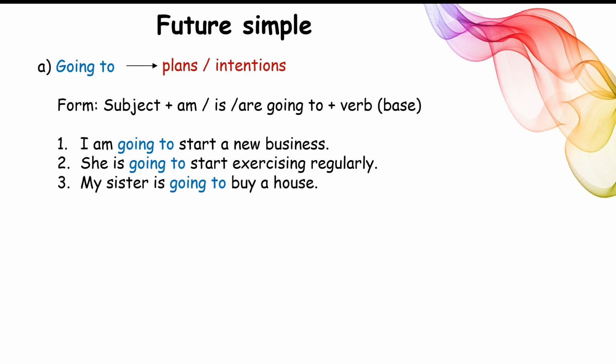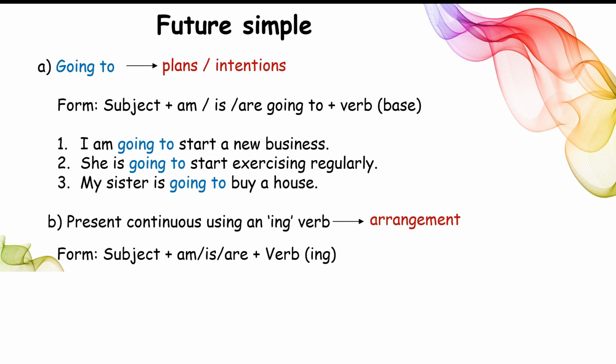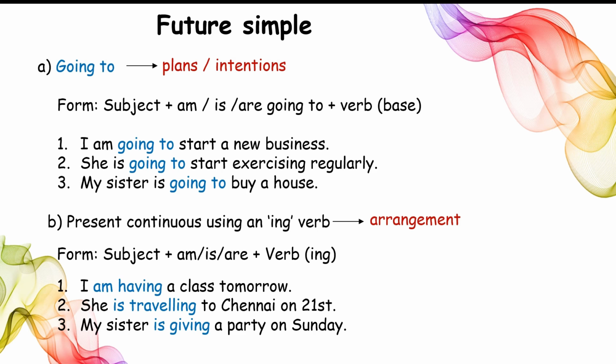If it is more than a planning and if you have made the necessary arrangements, then we use present continuous in our sentences. These sentences are formed with a subject plus am, is, are plus verb in its ing form. Have a look at these sentences. I am having a class tomorrow. She is traveling to Chennai on 21st. My sister is giving a party on Sunday.